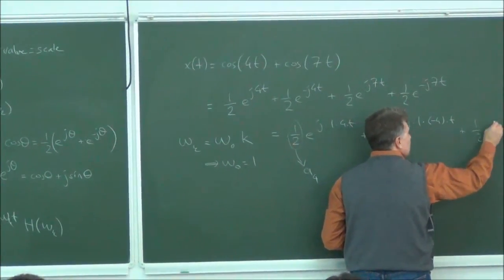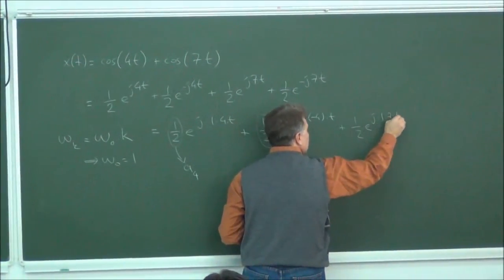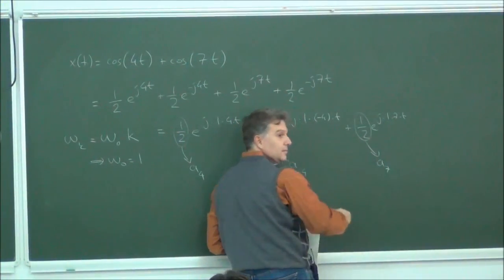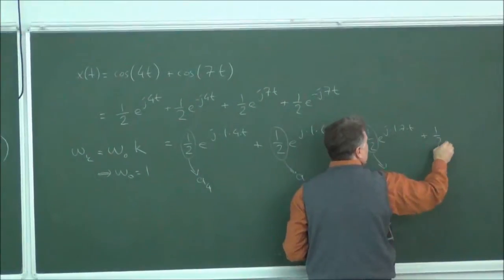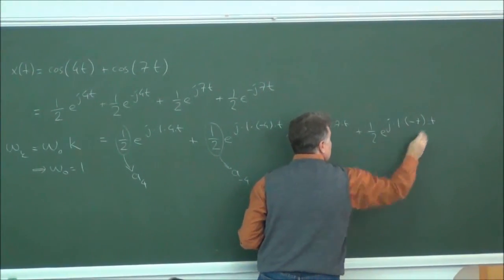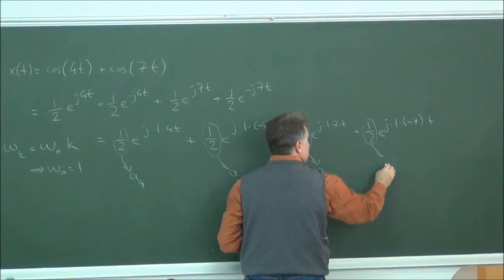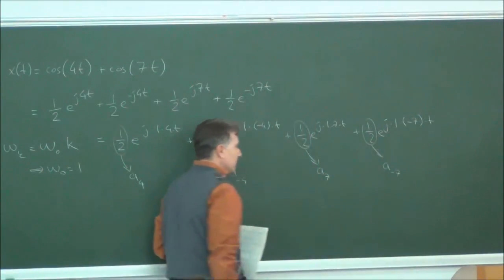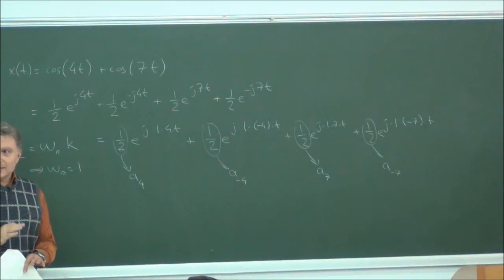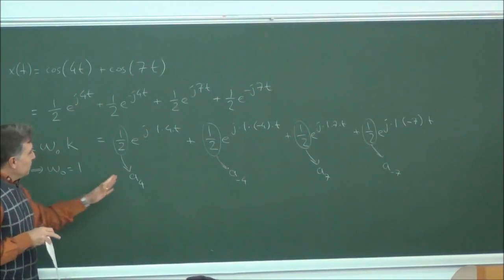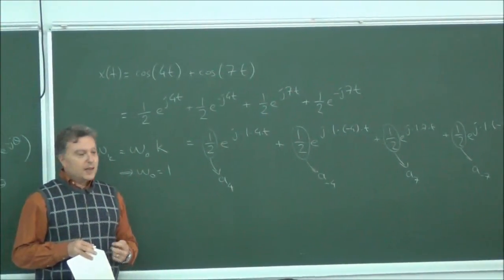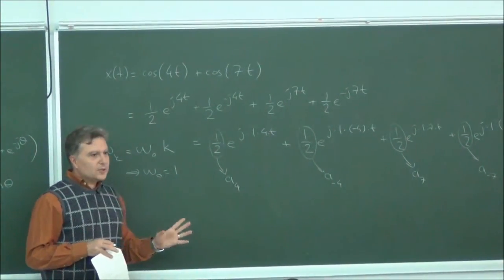One over 2 e to the j 7t. So this 1 over 2 is a7, plus 1 over 2 e to the j times minus 7 times t. So this 1 over 2 is a minus 7. So you have to be careful about drawing these Fourier series coefficients and labeling them accurately. Usually students fall into this trap.